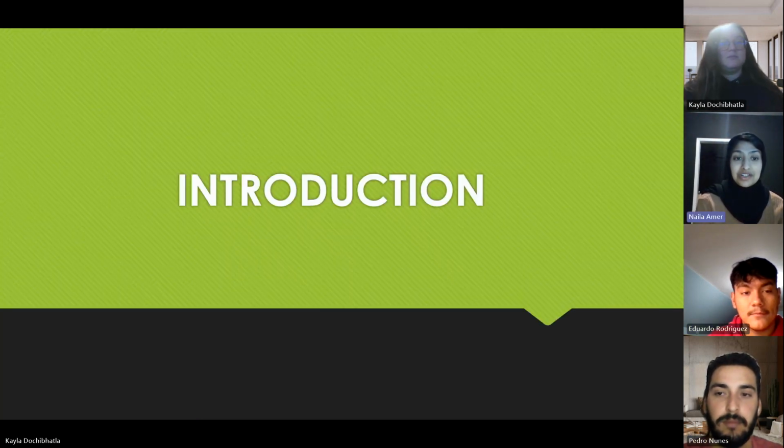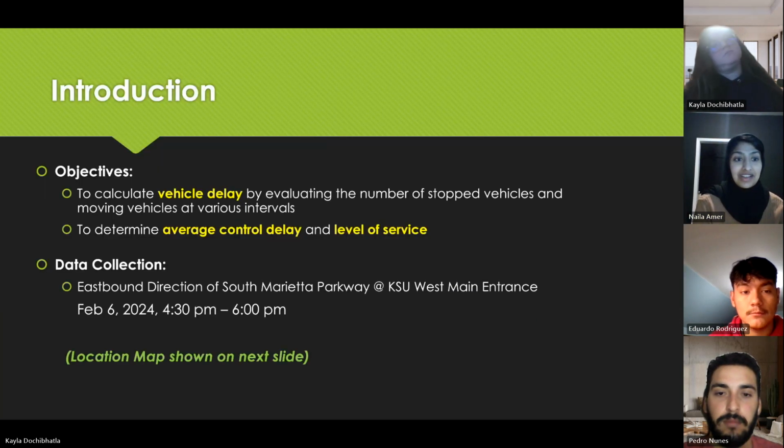So for our introduction, we'll talk about our objectives. Our objectives are to calculate vehicle delay by evaluating the number of stopped vehicles and the number of moving vehicles at various intervals. This was later used to determine the average control delay and the level of service.